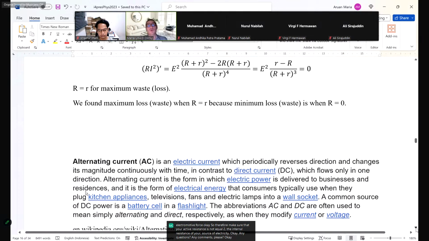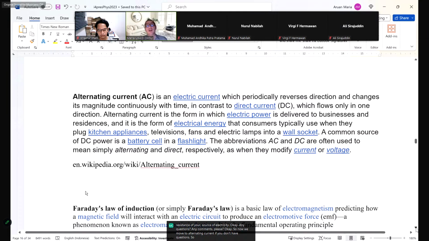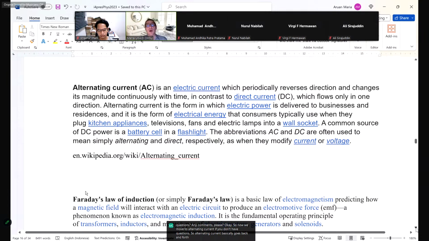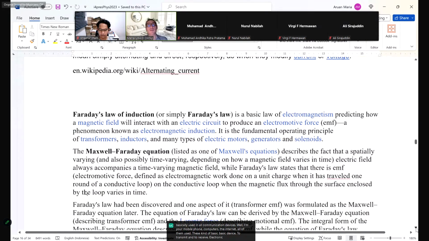Okay. So now we move to alternating current if you don't have questions. So alternating current basically goes back and forth. So plus and minus switch, they swap. So the current goes one direction, then the other direction. And it happens in an LC circuit, for example, which is basically used in all communication devices, like your mobile phone, computers, the internet, all of them use this kind of basic device to transmit and to receive electromagnetic signal, yeah?